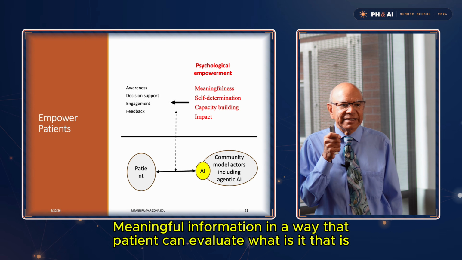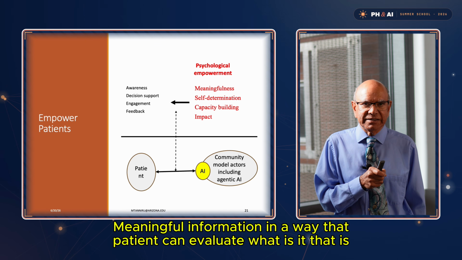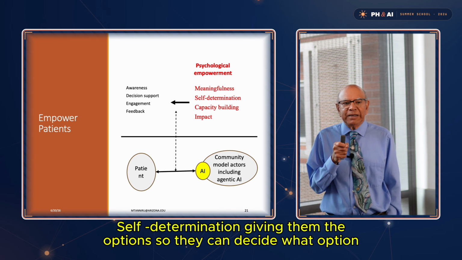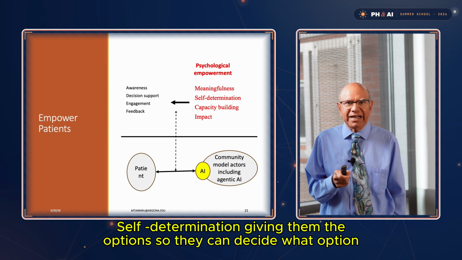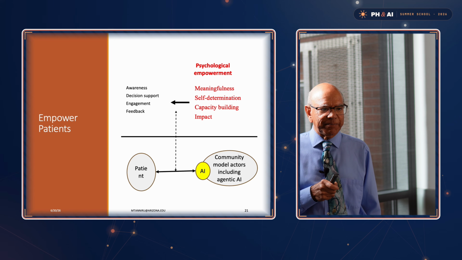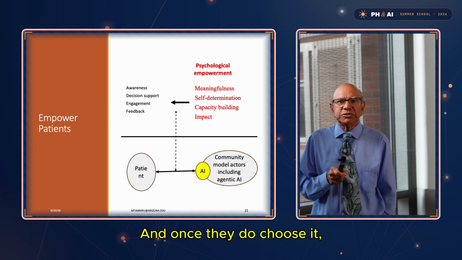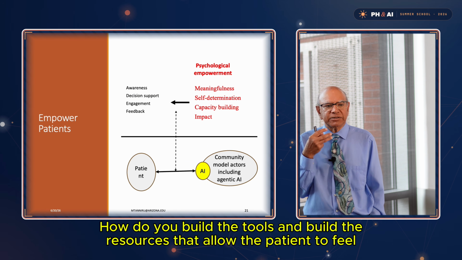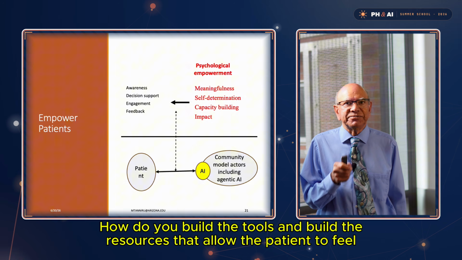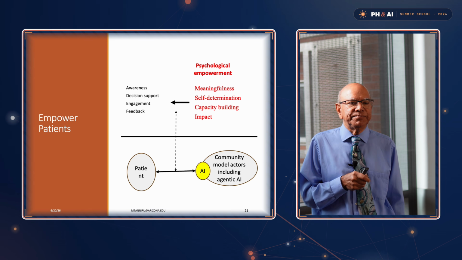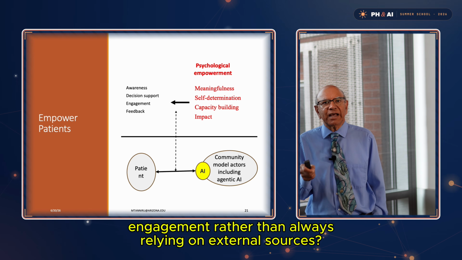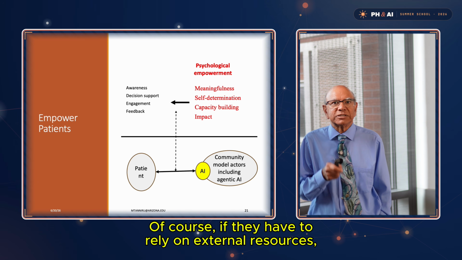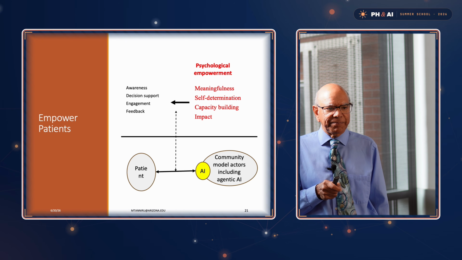The research on empowerment talks about four characteristics. Meaningful information, in a way that the patient can evaluate what is being presented. Self-determination, giving them the option so they can decide what option they want to choose. And once they do choose it, capacity building. How do you build the tools and the resources that allow the patient to feel like they can manage that engagement rather than always relying on external sources? Of course, if they have to rely on external sources, they have the capacity to reach them.